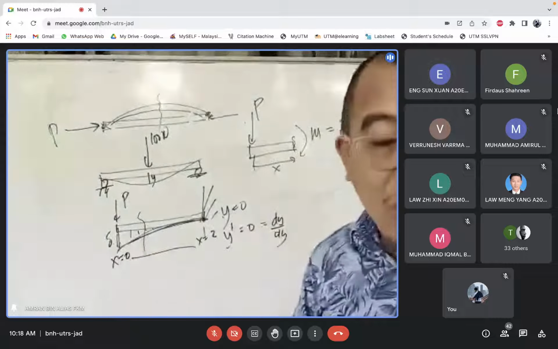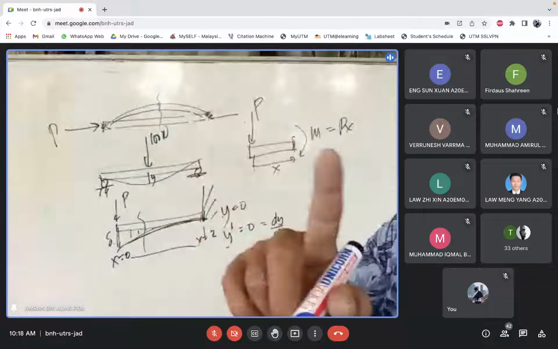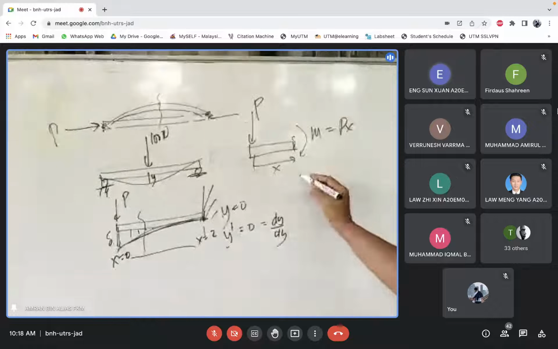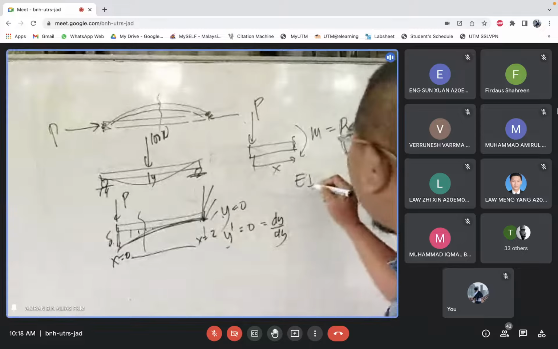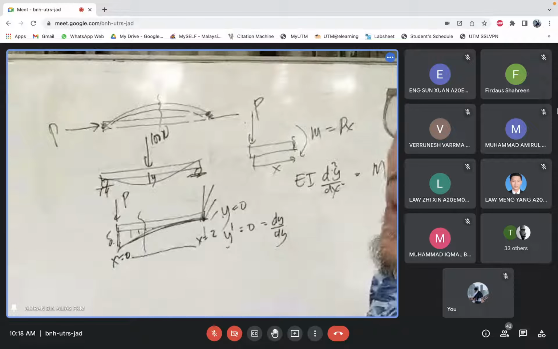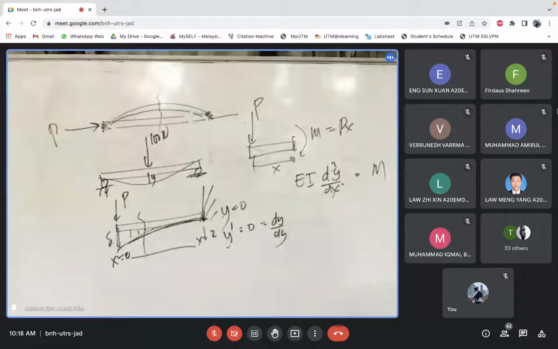So, this is the formula. So, we put in Macaulay. Remember the Macaulay? What's the Macaulay method? EI d²y/dx² is equal to moment, right? Yes. This is the Macaulay method there.